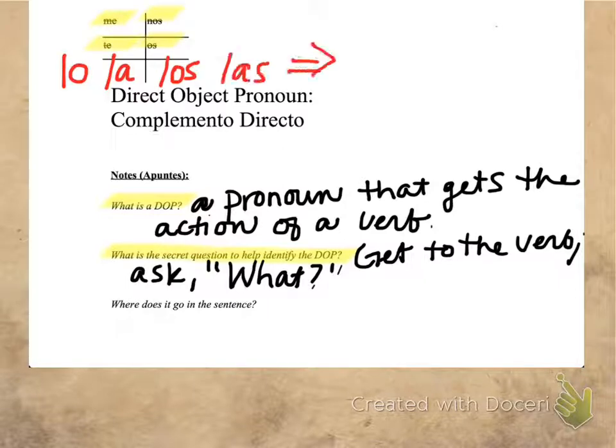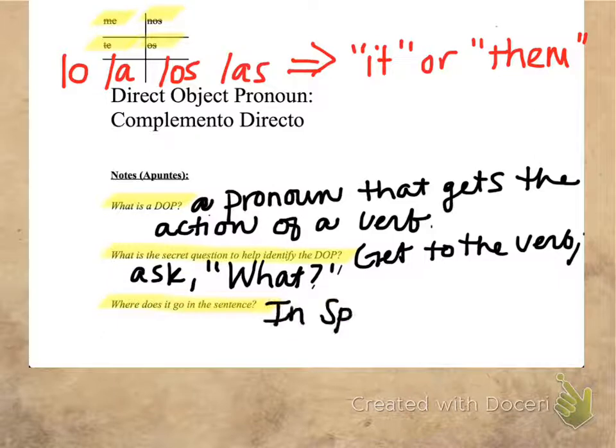Now, we know what words to use. We need to know what they are in Spanish. The Spanish direct object pronouns are lo, la, los, or las. Masculine, feminine, singular, plural. These words mean it or them in English.